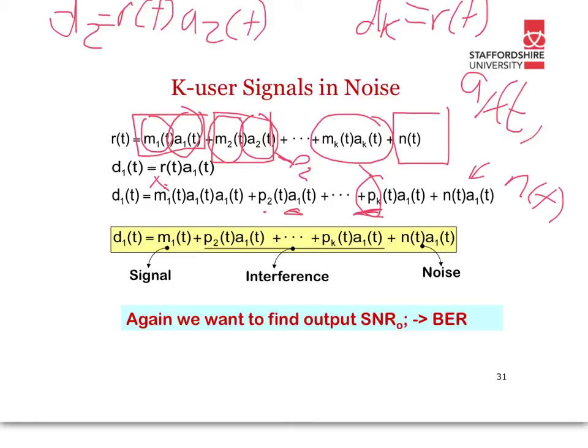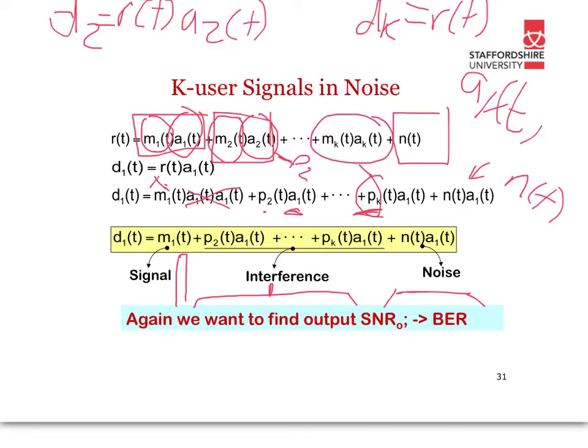Because we've shown that when we multiply a spreading code with nothing but noise, we still get noise. So these two get rid of each other, plus we have some spreading gain. Then we have the second power P2 times A1 plus PK times A1, and we've shown in the previous slides that these are wideband interference plus the noise.